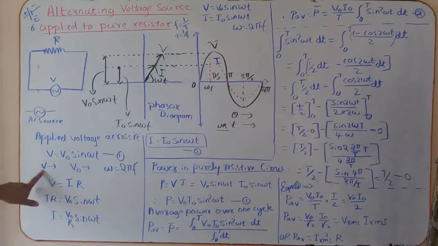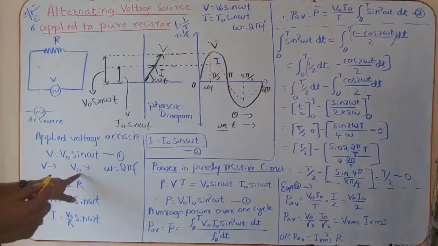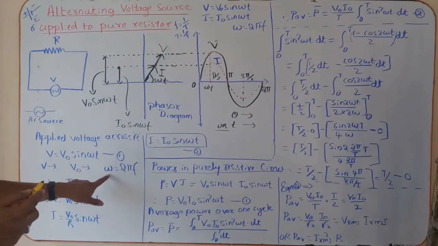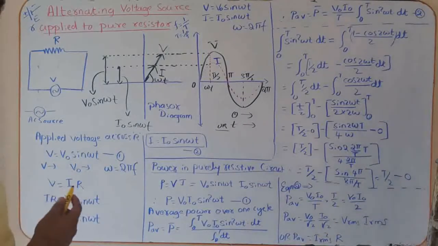It is the voltage across the resistance at any instant of time you apply it. V naught is the peak value of voltage. Then omega is said to be the angular frequency. This is said to be 2 pi f. Now come to the point.